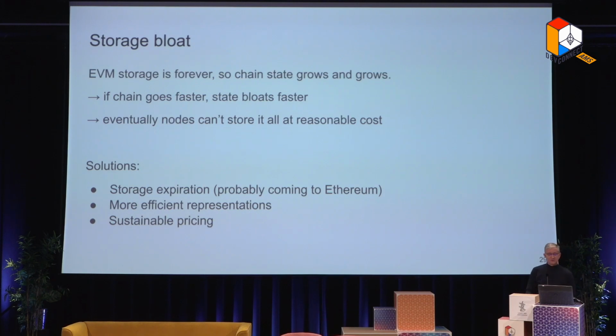So eventually, you get to the point where your nodes can't store it all at reasonable cost. So you need to have some way of coping with that. And I think there are several strategies that are possible. One of them is to adopt or ideally accelerate some of the things that the Ethereum research community is working on. Things like storage expiration. That's probably coming to Ethereum at some point. It might come to rollups sooner because of more storage bloat pressure. But those sorts of approaches, so storage is no longer forever. Storage is recoverable forever, but doesn't have to be held by every node forever. More efficient representations of data to make sure that you don't store data redundantly when you don't need to. That's going to help you up to a point.